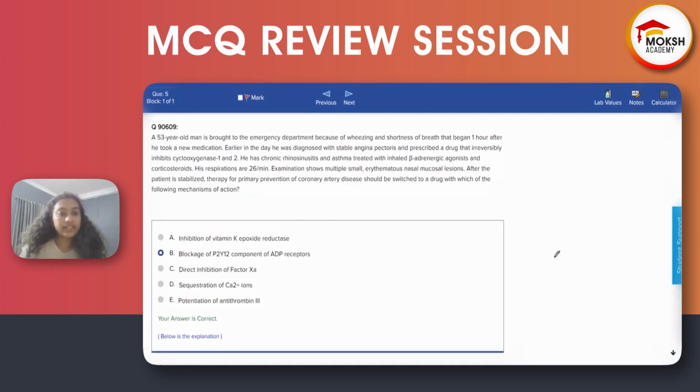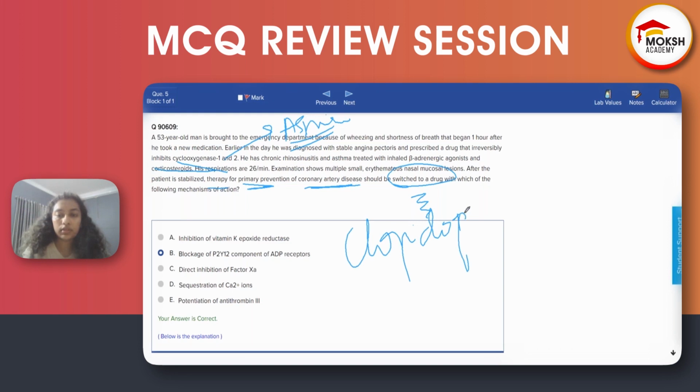Platelet physiology is very important. Now, if we read the question, after the patient is stabilized, therapy for primary prevention of coronary artery disease should be switched to which of the following drugs? I told you they were giving aspirin first. Now they have switched to some other drug, that is clopidogrel. Right? Clopidogrel, the mechanism of action is it inhibits the ADP receptor.